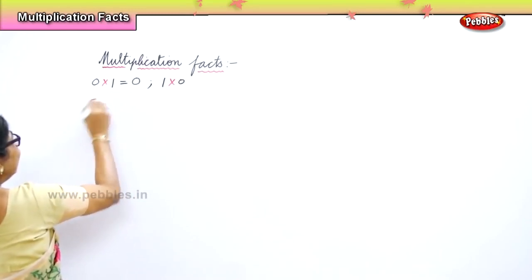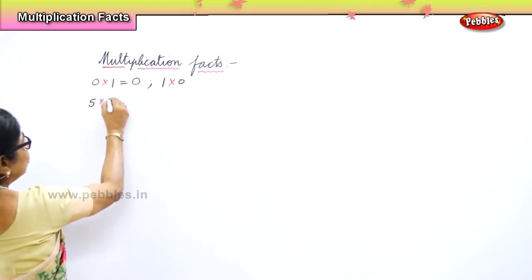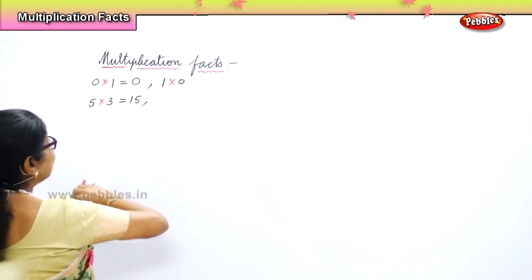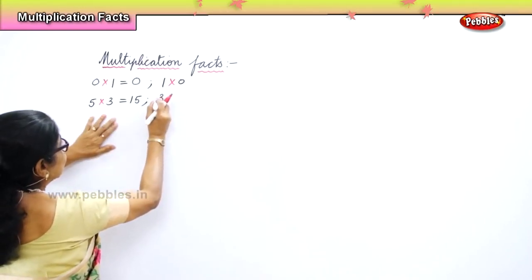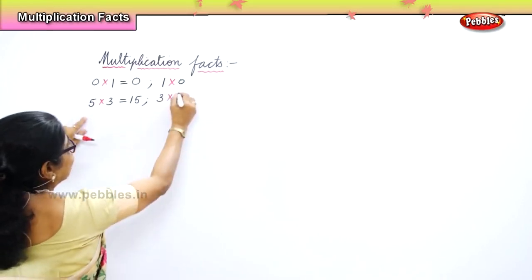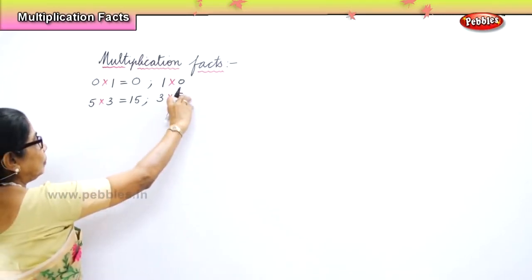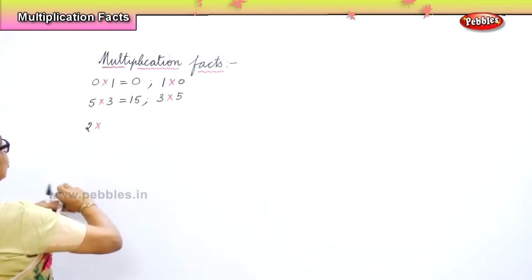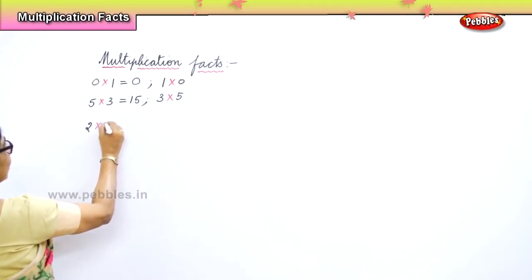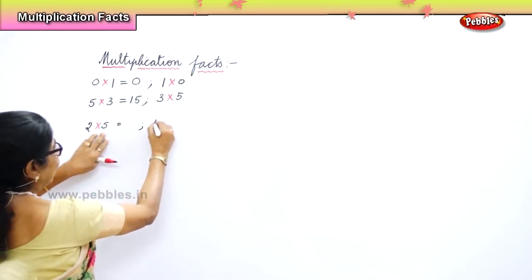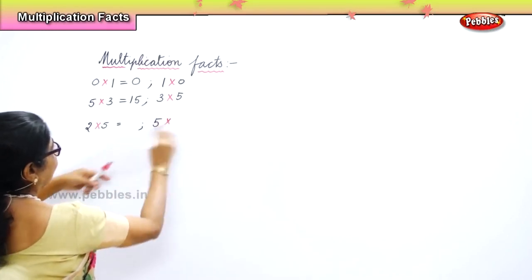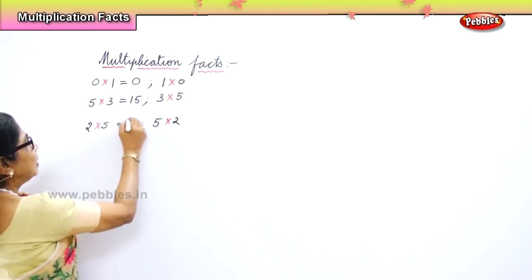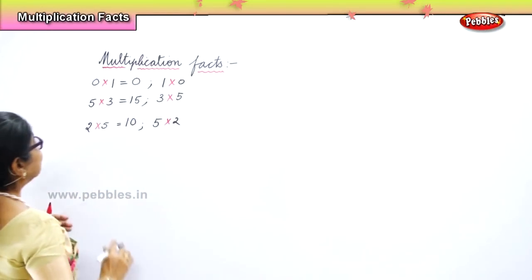Now let's take 5 into 3 is 15, and the multiplication fact is 3 into 5 is also 15. All right, next we will do 2. What is 2 into 5? 2 into 5 is 10, same as 5 into 2. The same answer, 2 into 5 is same as 5 into 2. 5 twos are 10. 2 fives are 10. Alright, that is called multiplication fact.